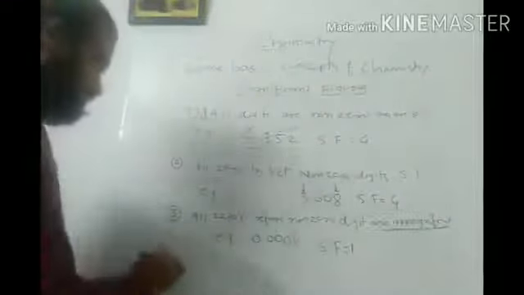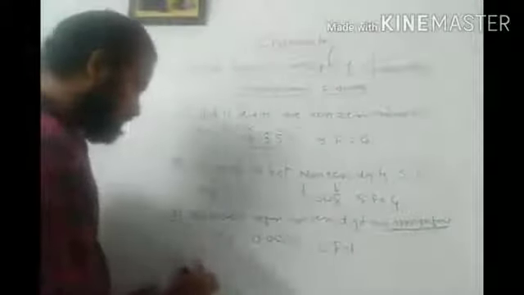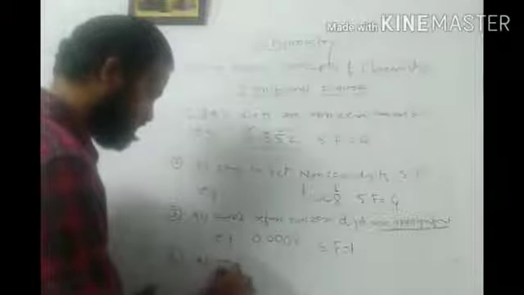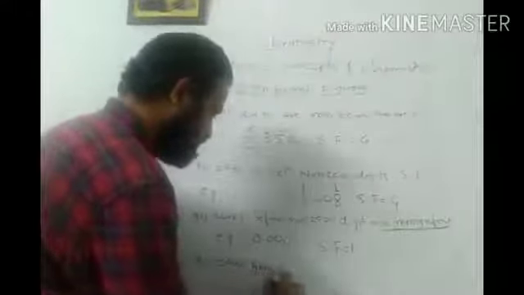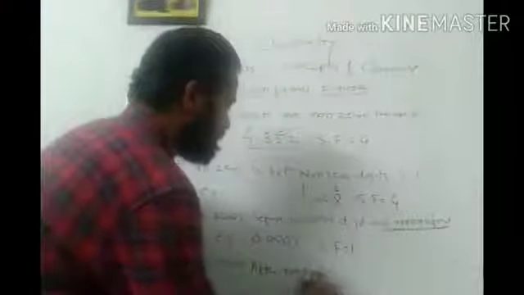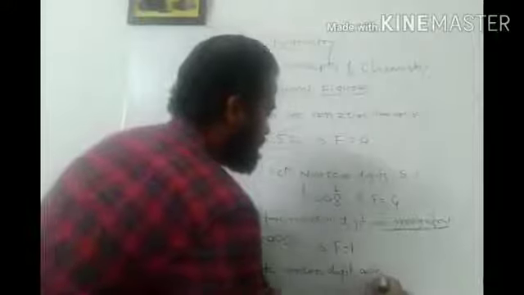Now we will see the next rule, the fourth rule. All zeros after a non-zero digit are significant.